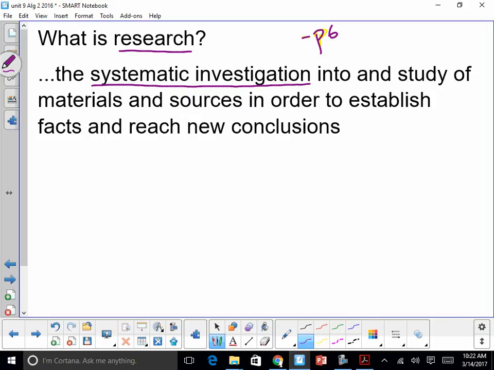And the study of, I'll leave the systematic investigation, the study of resources, materials, we're going to investigate materials and sources. And the reason we want to do this is to establish facts when you're researching. I know facts can be a tough thing. And to reach new conclusions, which is the part that they're trying to get you through this whole year. Some of it's going to be kind of made up, but some people can actually use it for stuff.